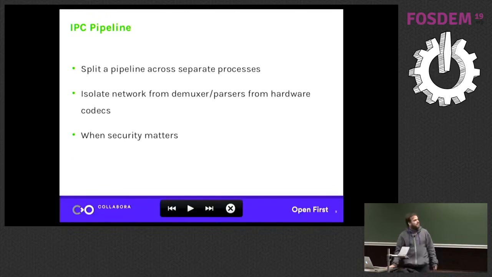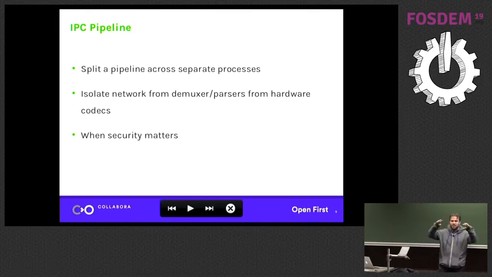Completely separate subject now. We've merged a plugin called IPC Pipeline, which I like to talk about because I think it's really cool. It allows you to split a pipeline into multiple processes, but have a single master pipeline that controls all the others. For example, the typical case is that you have one process that talks to the network, that downloads the DASH stream from the internet, and then it passes the data to another process which actually talks to the hardware decoder.